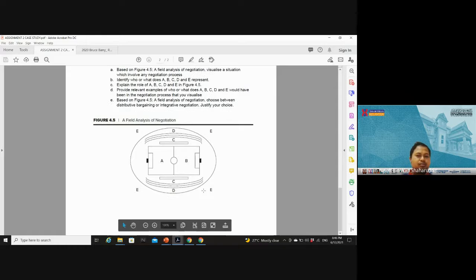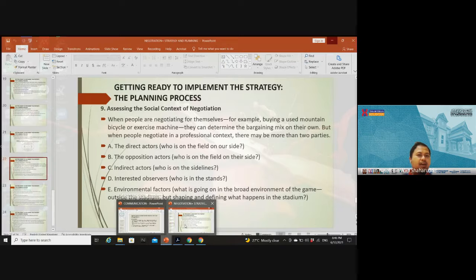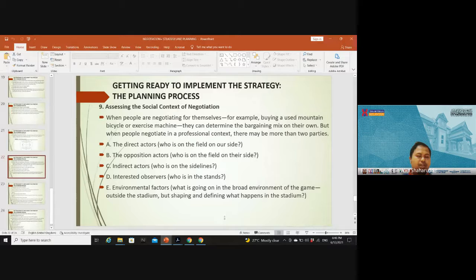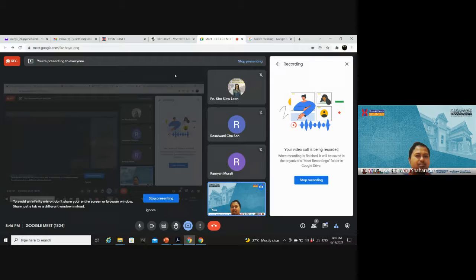Okay, so this is the field of negotiation. Just to freshen up your memory, this was done back in the chapter on strategy and planning. I've already shared these slides with you. So these are the names of A, B, C, D, and E. I'm just going to give you a glimpse of that. Later on you will have to search for their names on your own.